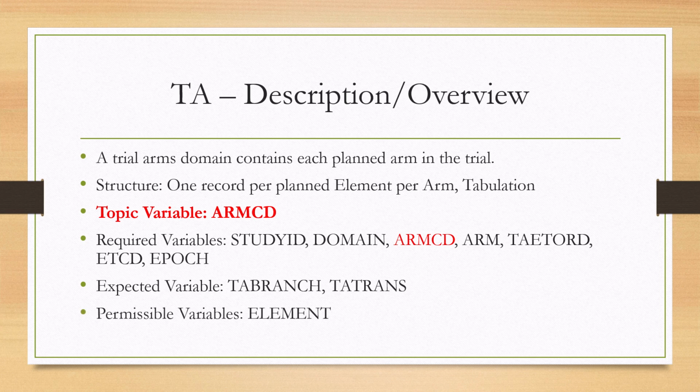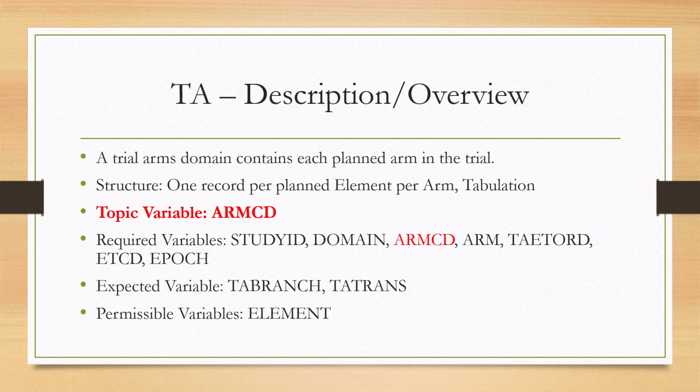Permissible variable is element. Please note that normally any code variables like the test code or ET code have a restriction of character limit, which is 8 characters. But that is not applicable for ARM code. ARM code is limited to 20 characters and does not have any special character restriction.